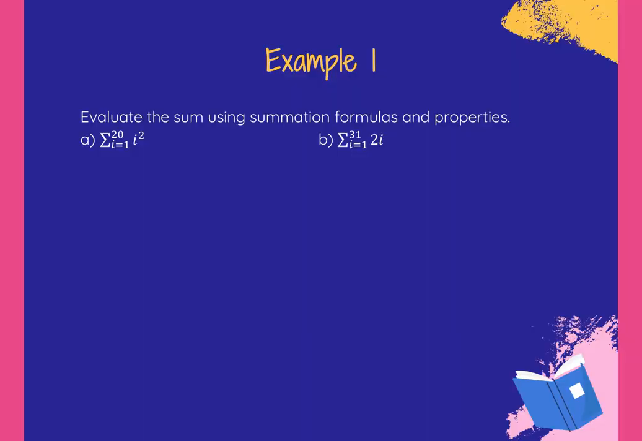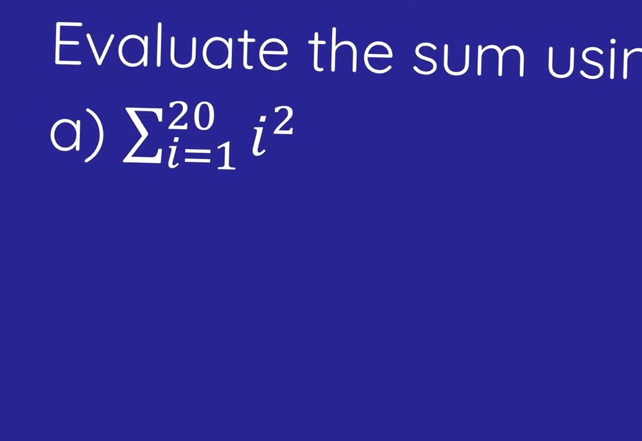All right, so example 1, again, it says evaluate the sum using the summation formulas and properties. And PowerPoint is just not working with me. So the same thing with Word. These should be on top of these, okay? But they are next to them. It means the same thing. So it would be 20 with your sigma, i equals 1, of I squared.